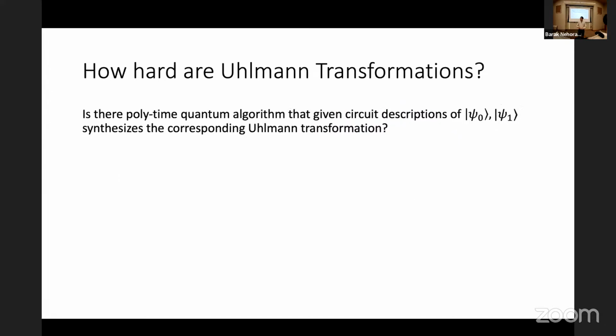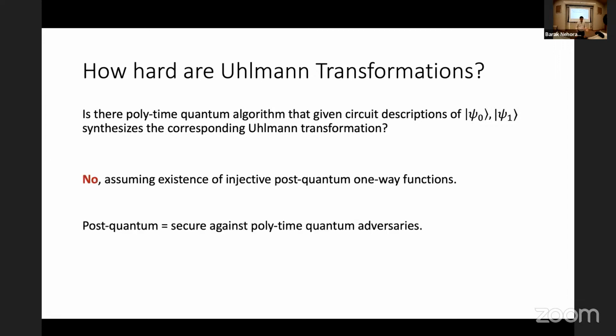Okay, so it's a computational task. How hard is it to solve, right? If you were to write an algorithm to try to solve this unitary synthesis problem, how many steps would it take? How much memory would it require? And you can ask, is there a polynomial-time quantum algorithm that can accomplish this?